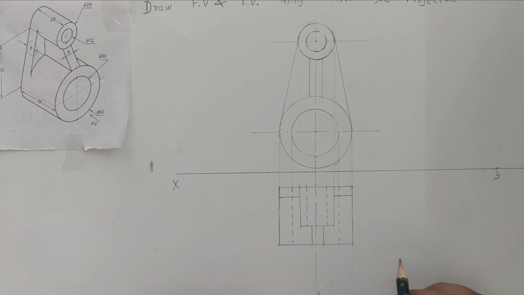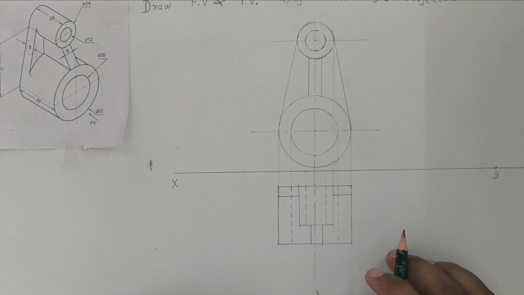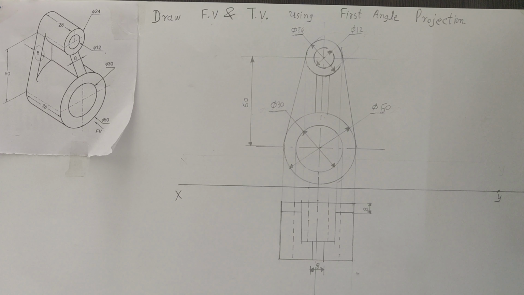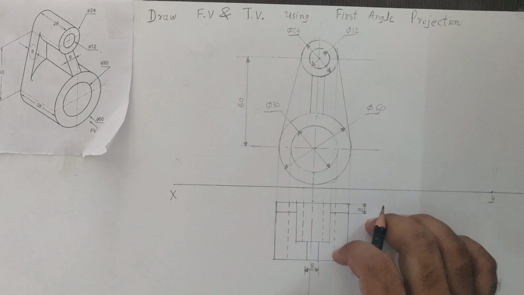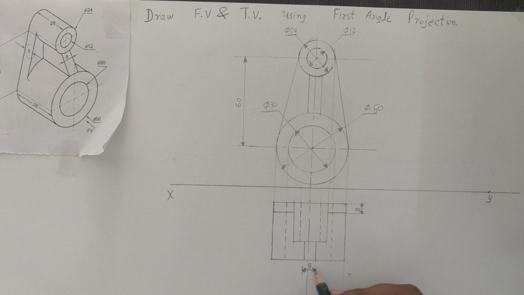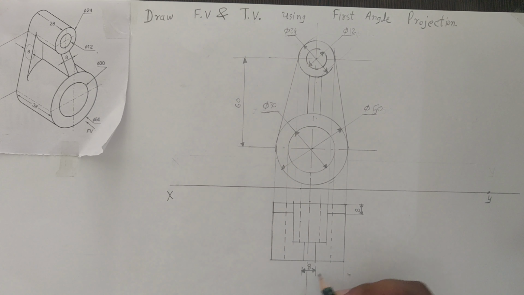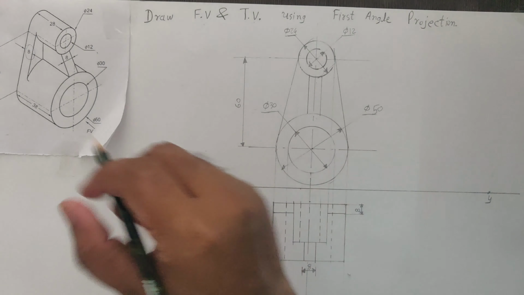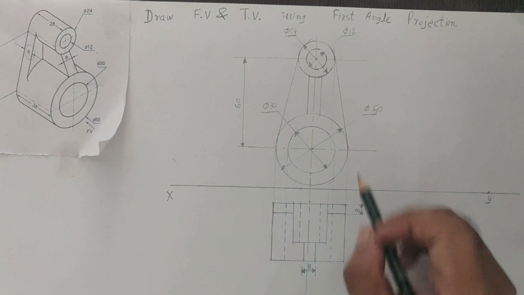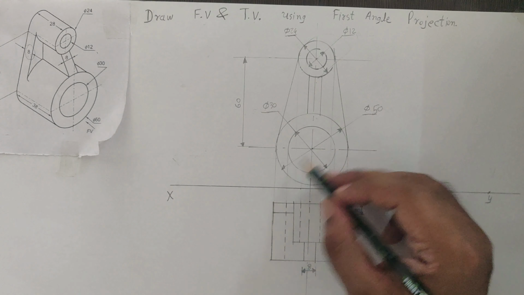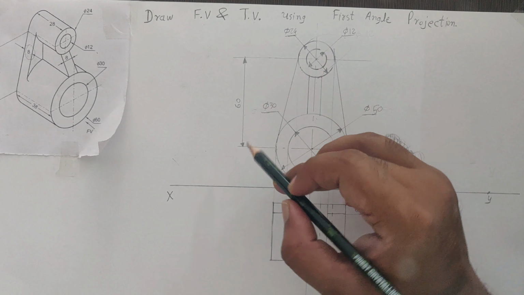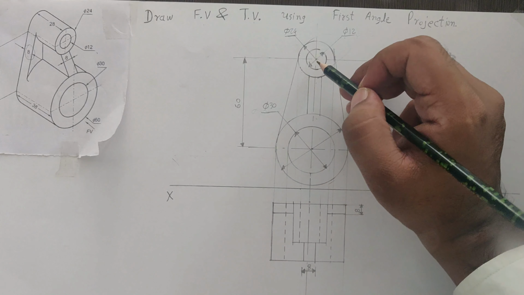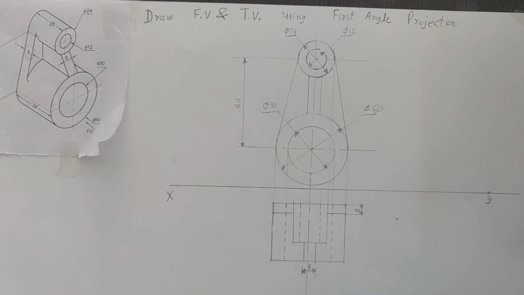This portion shows the top view of the object. Here you can see I have already given the dimensions to it. This is the thickness of the rib, 8 mm. This 8 mm thickness is over here. The diameters of the circles are 50 mm, 30 mm, 24 mm and 12 mm. The distance between the centers of the circles is 60 mm, which is shown here.